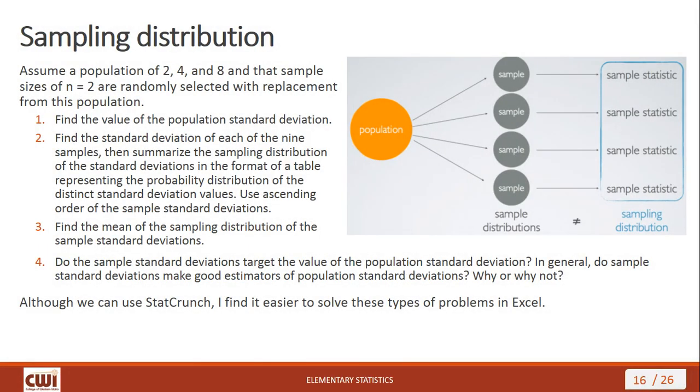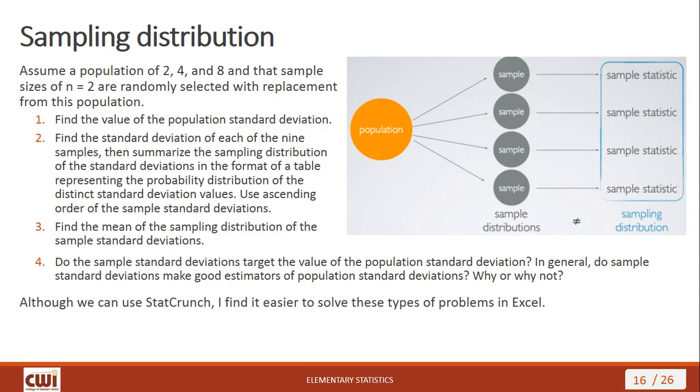This brings us to creating what's called a sampling distribution. So for the remainder of this lecture, I'm going to go over a typical type of problem that we see with sampling distributions, and that is creating what's called a sampling distribution table.